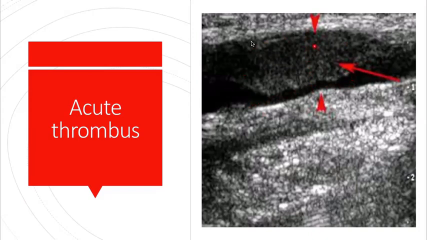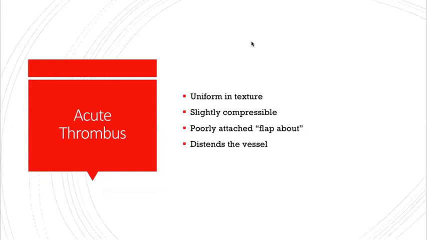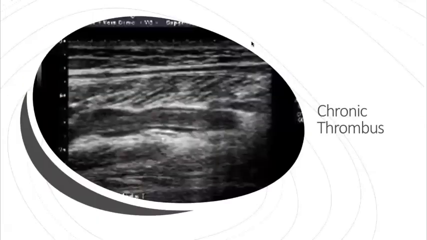So would you call this a complete or a partial? I would call it a partial because there is still a small opening here where there is no DVT, but I'm not talking about partial or complete. I'm just telling you that this is an acute one. And again, I think of jello when I think about acute DVT. A chronic DVT is a lot different than this one. So this is what a chronic looks like.